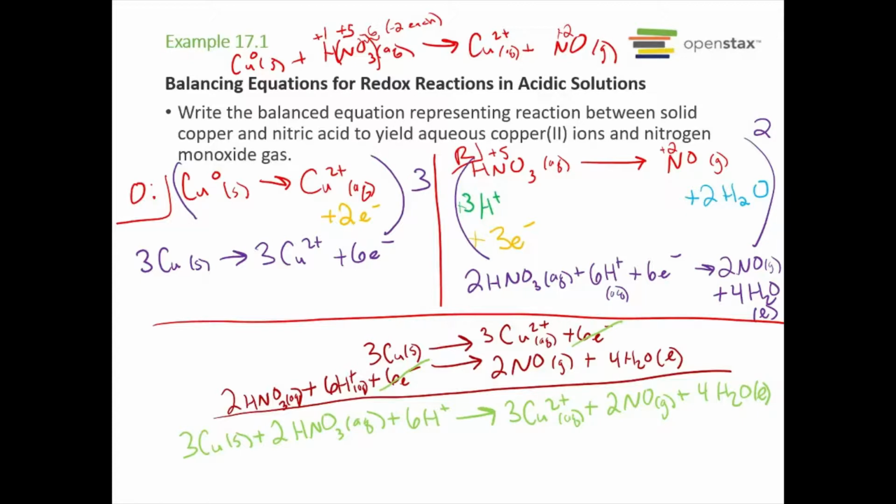You can go through and you would see that we have the same charges on both sides. On the left side of the equation, we have 6 H pluses, which gives us a +6. It's the only place we're getting charge, whereas on the right side, we have 3 Cu 2+, which is +6. So we are charge balanced. The numbers of each element are balanced on each side as well. So that is balancing in acidic solutions.